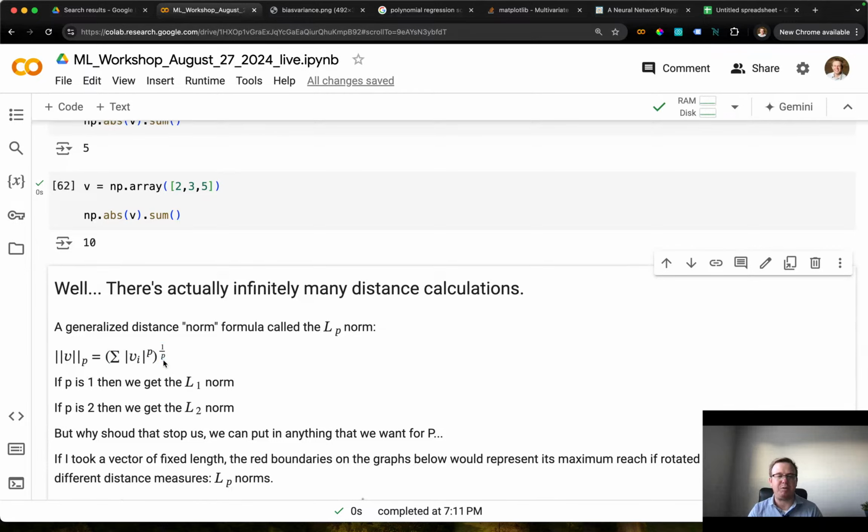What do we get here if we plug in 1 for P? Well, then I take the absolute value raised to the 1 power. That doesn't change anything. Then all of that raised to the 1 over 1 power. That doesn't change anything. So if P is 1, then this becomes the L1 norm. But what if P is 2? Well, then I'm going to square each of these inner values, and I'm going to take it to the 1/2 root, which is the same as taking the square root, right? So if P is 2, then this is the L2 norm. This is the as a crow flies distance.